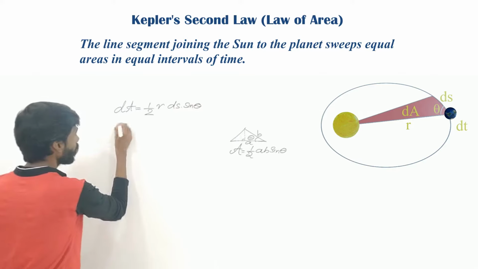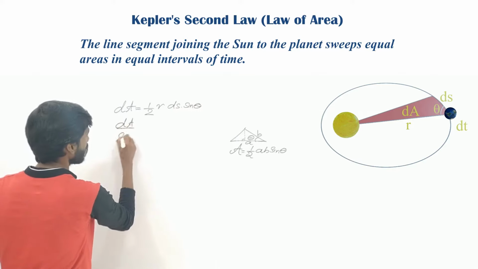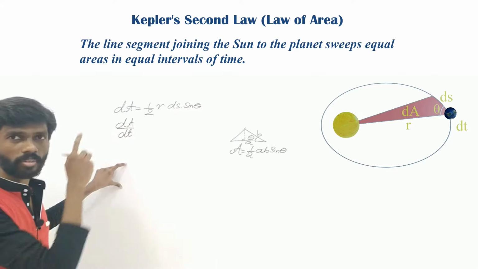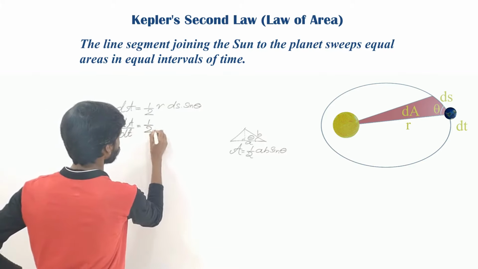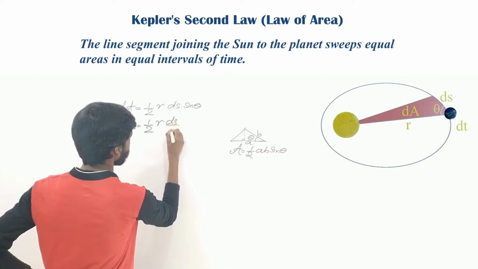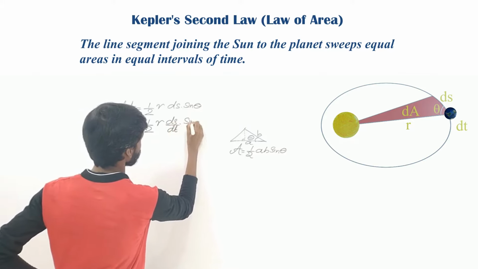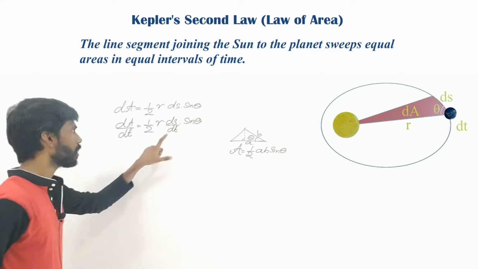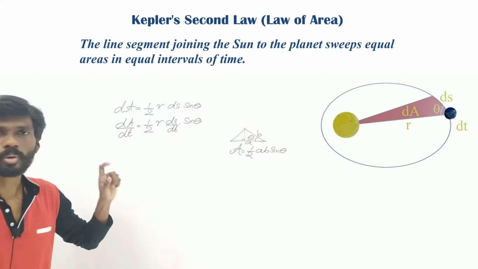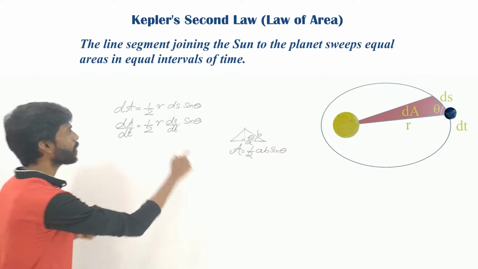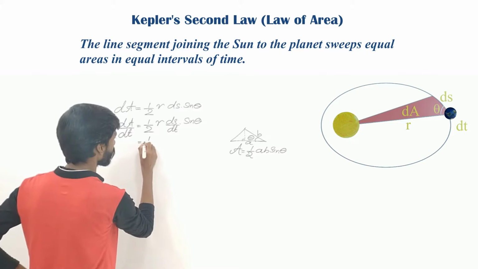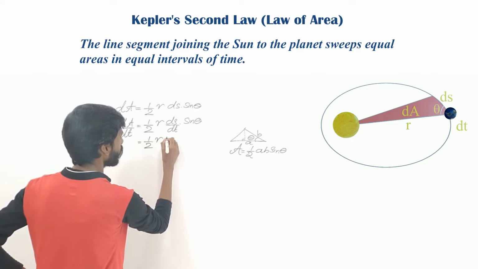Now divide this expression by dt, because we need the rate of change of that area. This gives you half r ds by dt multiplied by sin theta. What is this ds by dt? That is the speed of the object, the rate at which that distance increases. So ds by dt is the speed v. So we get half r v sin theta.